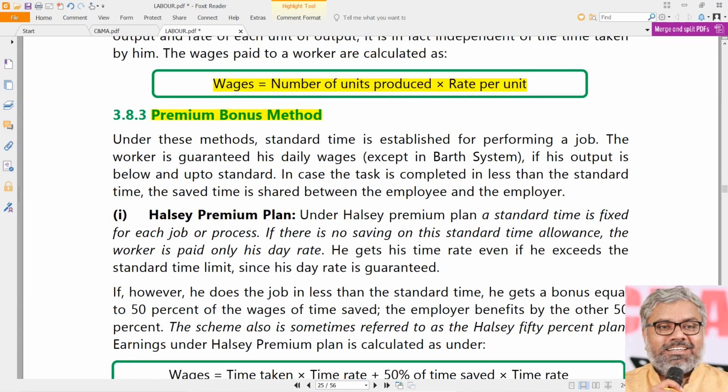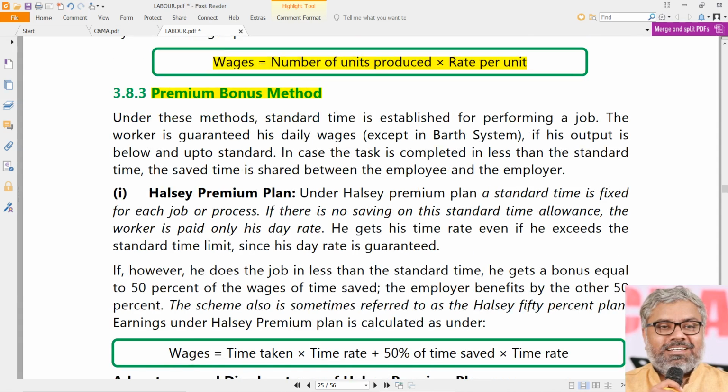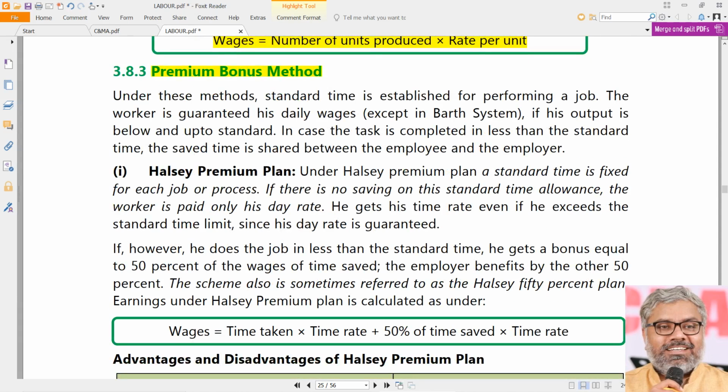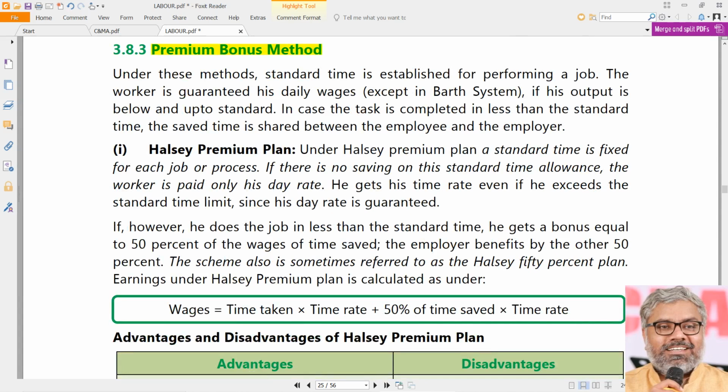Earlier, there used to be so many types of systems like Barth system, Bedaux's plan, Emerson efficiency system. Many systems were there. Now we don't need to worry about them. Those are all very outdated. Some of them are actually 19th century systems. Gantt task plan. So many things are there.